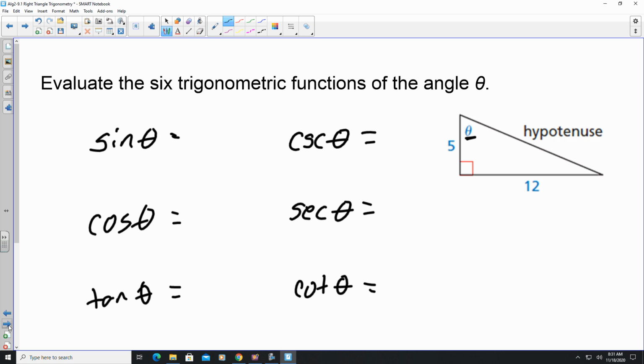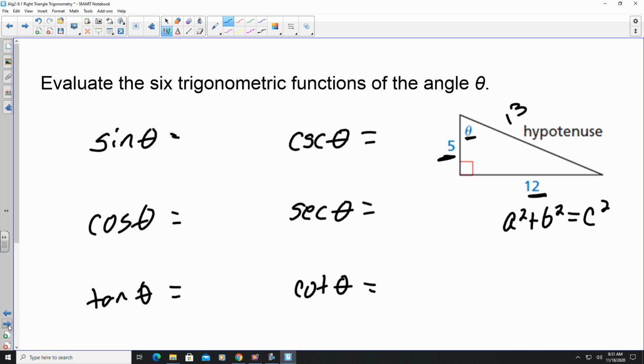Looking at the right triangle, the only measurement I don't have is the hypotenuse. I can discover the hypotenuse by implementing the Pythagorean theorem: a squared plus b squared equals c squared. A and b are 5 and 12 respectively. 25 plus 144 is 169. The square root of 169 is 13. So I know all three side measurements, and I'm able to discover the evaluations of those trig functions.